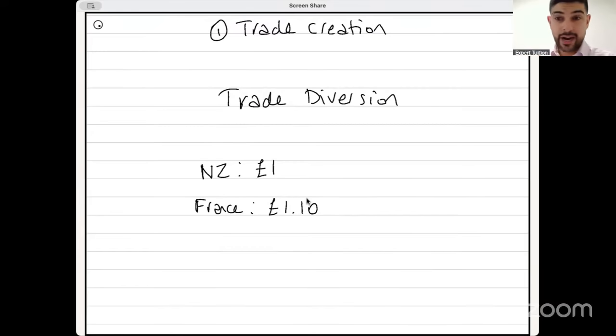Now suddenly there's a tariff imposed, not on French butter, they stay at £1 10, but let's say there's a 40p tariff on New Zealand's butter. What happens now? Well, New Zealand's butter now becomes £1 40. And if it becomes £1 40, am I buying it from New Zealand or from France? Well, obviously I'm buying it from France.